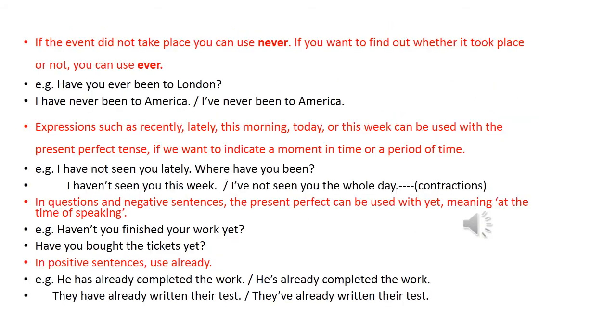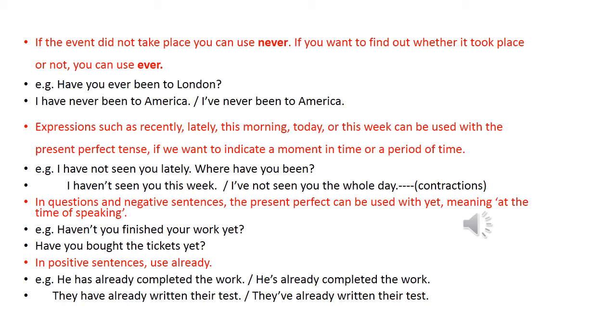If the event did not take place, we use never. And if we want to find out whether it took place or not, then we use the word ever. So never and ever are two adverbs which are suitable for the present perfect tense. We can have interrogative sentences or ordinary statements, that is declarative sentences. So let's look at these two examples.